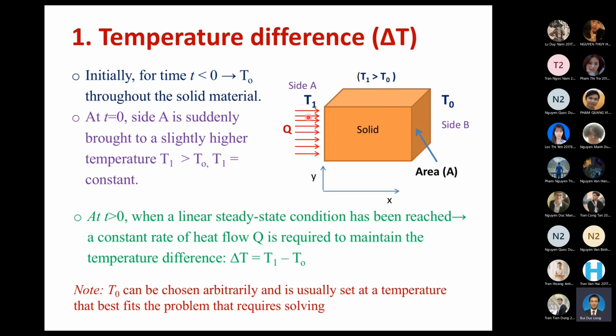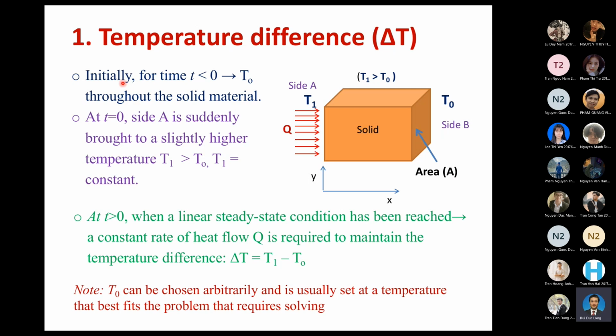So we have one side here with temperature T1. The other side has temperature T0. This is side B. And we have T1 higher than T0. This surface has surface area A.